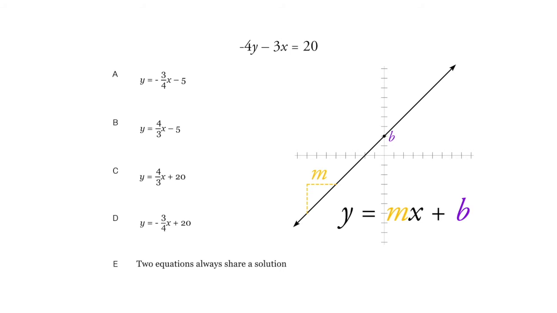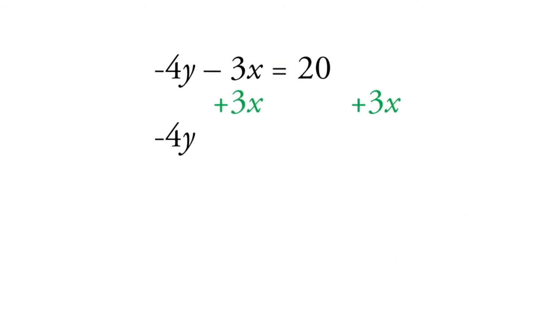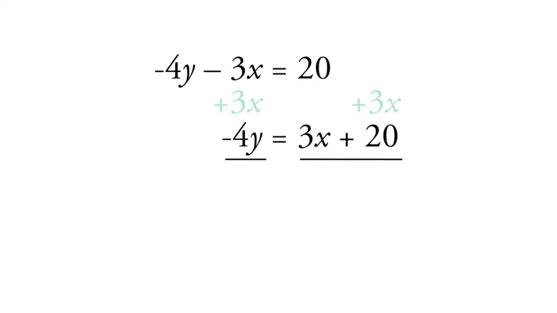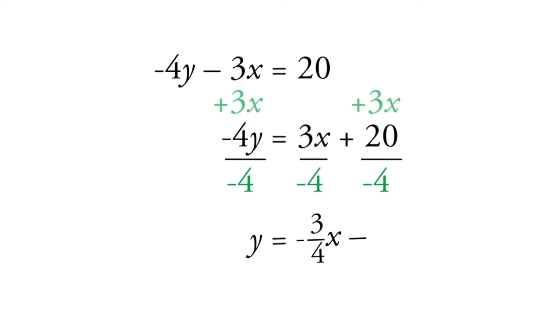So let's go ahead and take the equation that they've given us, negative 4y minus 3x equals 20. And let's rearrange it so it's in our familiar y equals mx plus b. So we're going to add 3x to both sides. We get negative 4y equals 3x plus 20. We'll divide both sides by negative 4. And then we get y equals negative 3/4 x minus, because we've divided by 4, minus 20 over 4. And 20 over 4 is just 5, so that reduces to y equals negative 3/4 x minus 5.